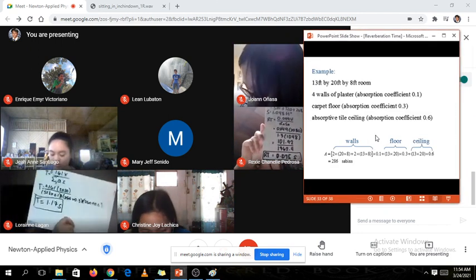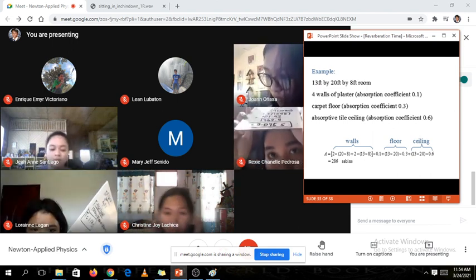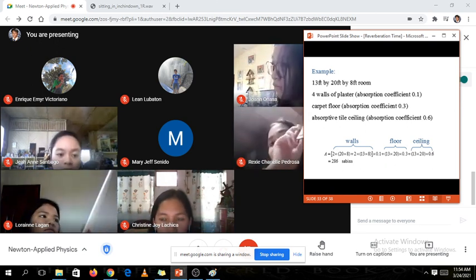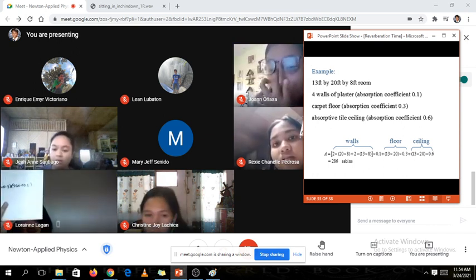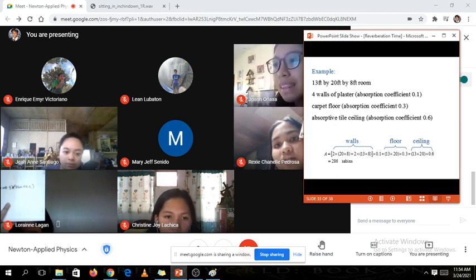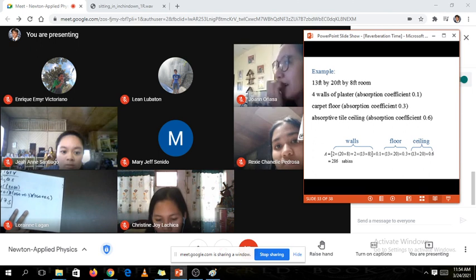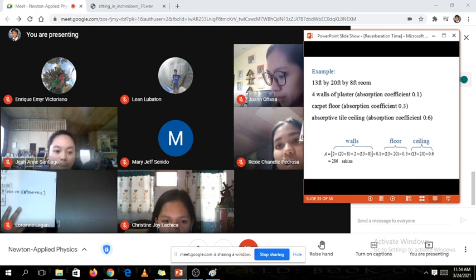So basically, you have a room, correct? But the walls, floor, and ceiling have different material. The four walls are the same material, with an absorption coefficient of 0.1, correct? To solve for the surface area, you multiply 2 times 20 feet by 8 feet plus 2 times 13 by 8. So, length times height times 2, then width times height times 2, correct? That is for the walls. Then multiply it by 0.1, correct? There are 4 walls, so 2 and 2.